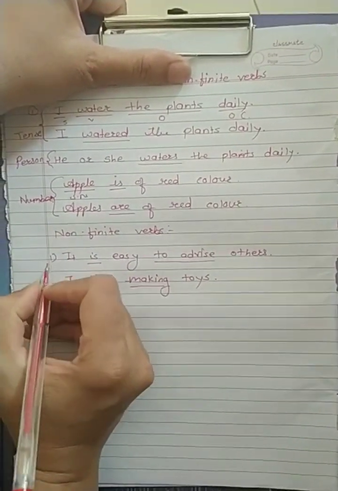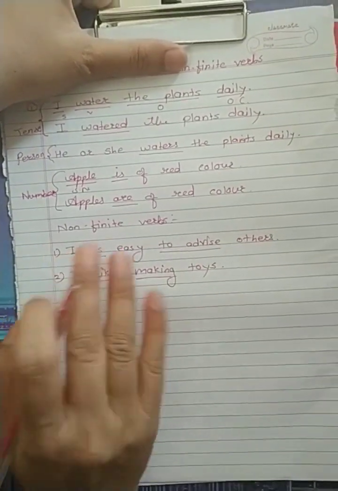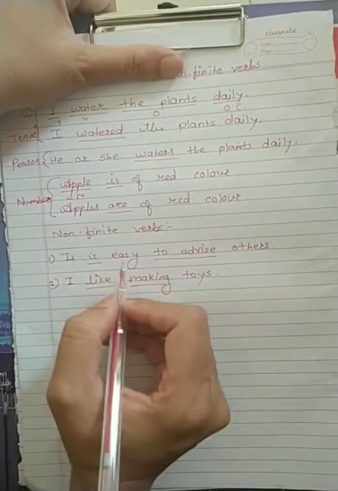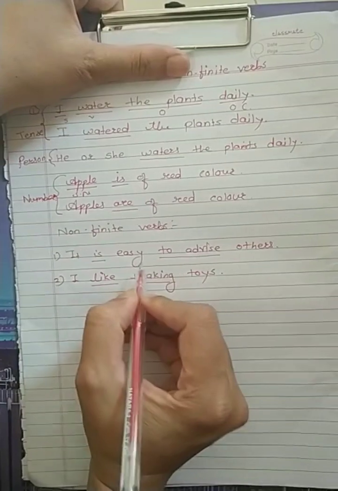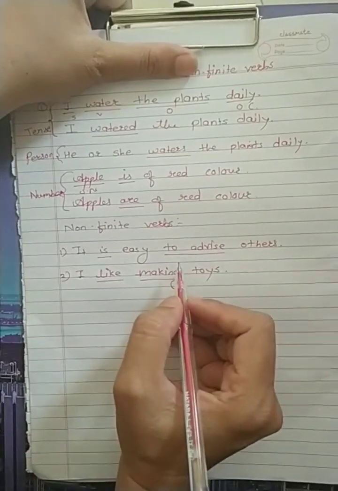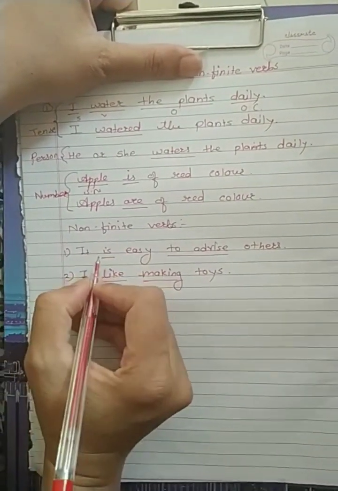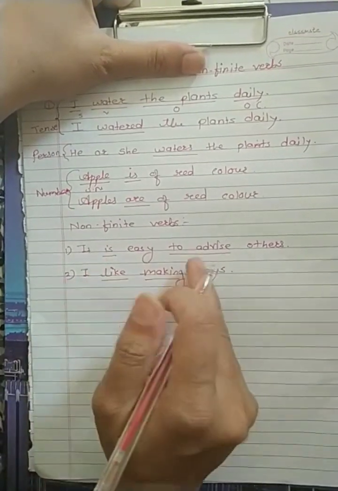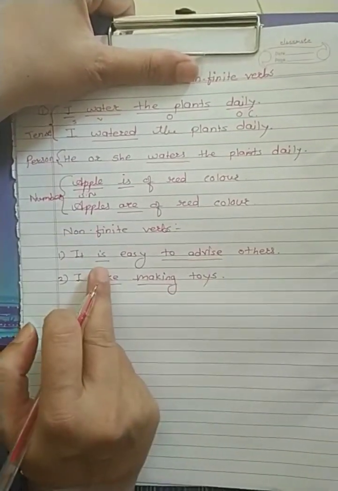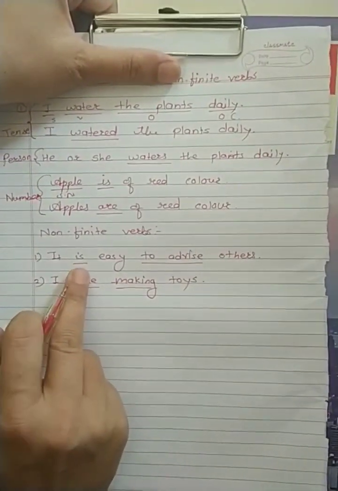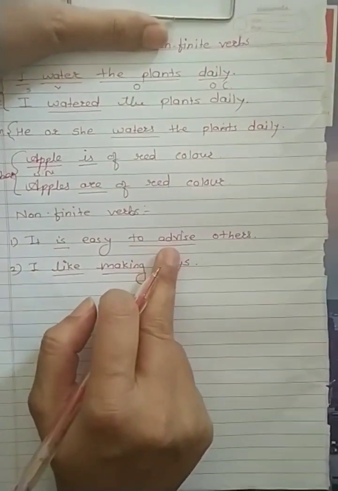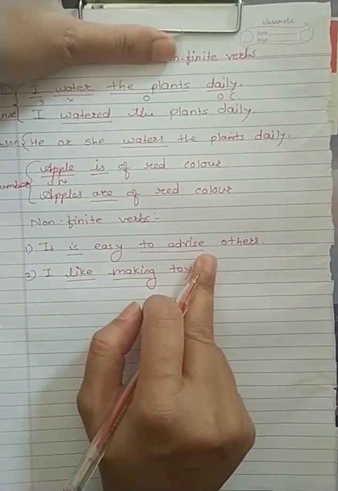Now, first sentence, let us change it to simple past tense. You just observe both the sentences very carefully. It is easy to advise others. Now, I change it to simple past tense. It was easy to advise others. Here, if you notice, I made a change in the verb is. There was no change in the verb advise. If there is change in the verb, those verbs are called finite verbs. If there is no change in the verb, those verbs are called non-finite verbs.